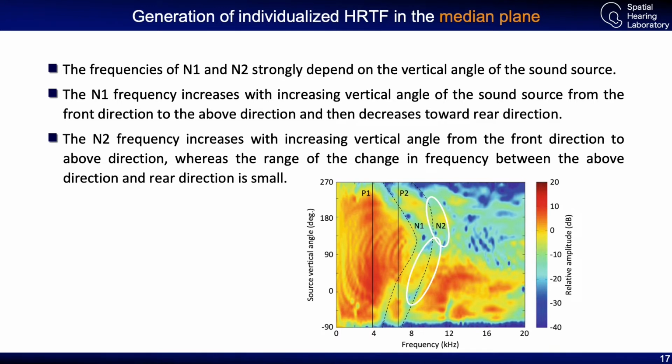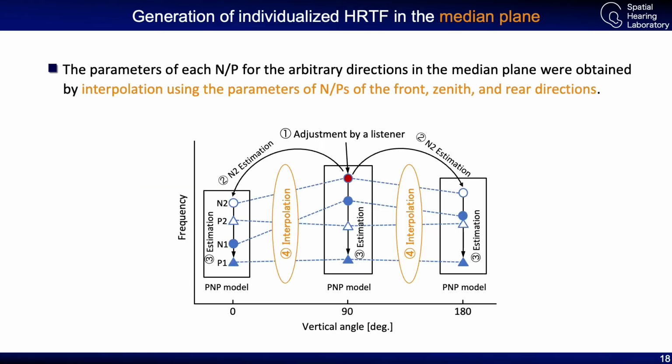The N2 frequency increases with increasing vertical angle from the front direction to the above direction, whereas the range of the change in frequency between above direction and rear direction is small. Based on these findings, the parameters of each notch peak in the median plane were obtained by interpolation using the parameters of notch peaks of the front, zenith, and rear directions.